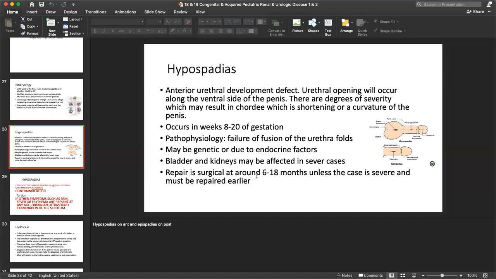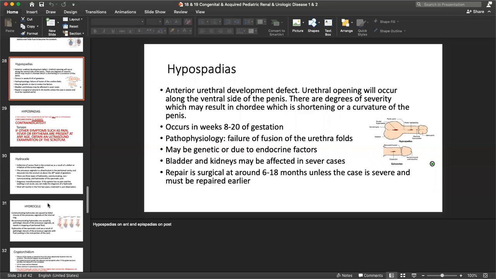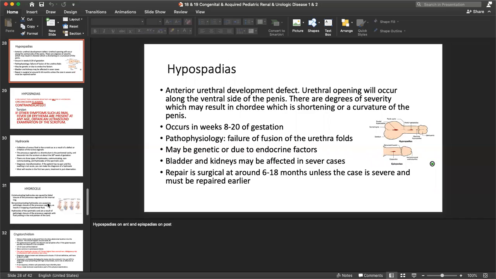So that's going to occur within weeks 8 to 20, and it's going to be failure of the fusion of the urethral folds, and it may be genetic. So let's just go to the next one. But if we look at it, it's right here. Epispadias, we will probably cover in a second. Epispadias is on the posterior side or dorsal side.